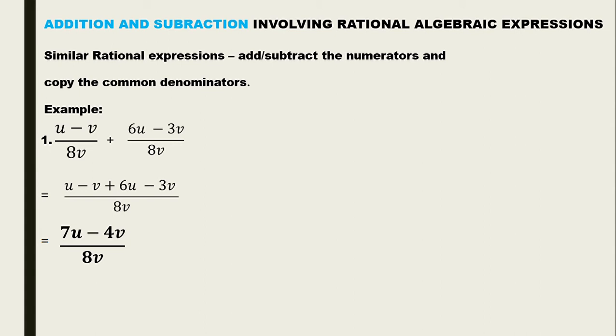The same thing with 4v. What you're going to do is 3v plus v. Remember, v or any variable like a letter is always equal to 1. So the answer will be 4v. Then copy the denominator. So it's 7u minus 4v. Where did you get the minus? Well, don't copy the middle operation, because you're going to add or subtract based on what is given.